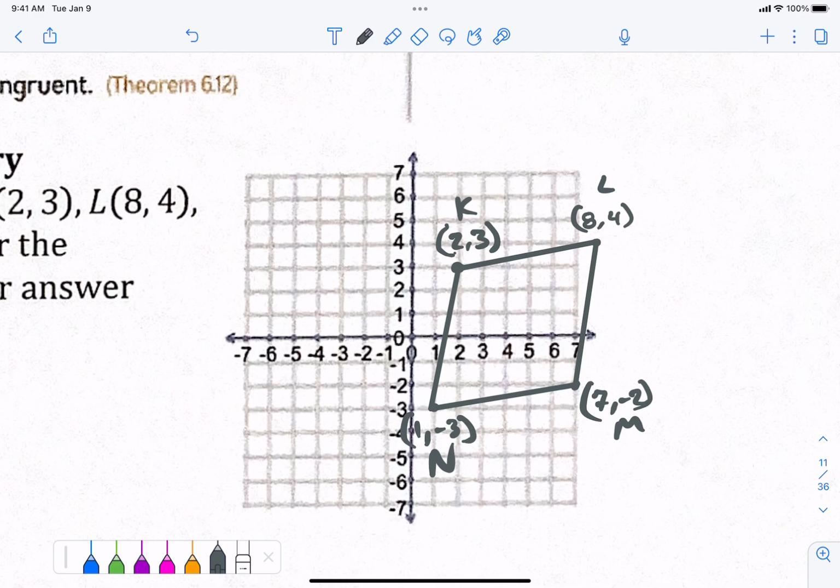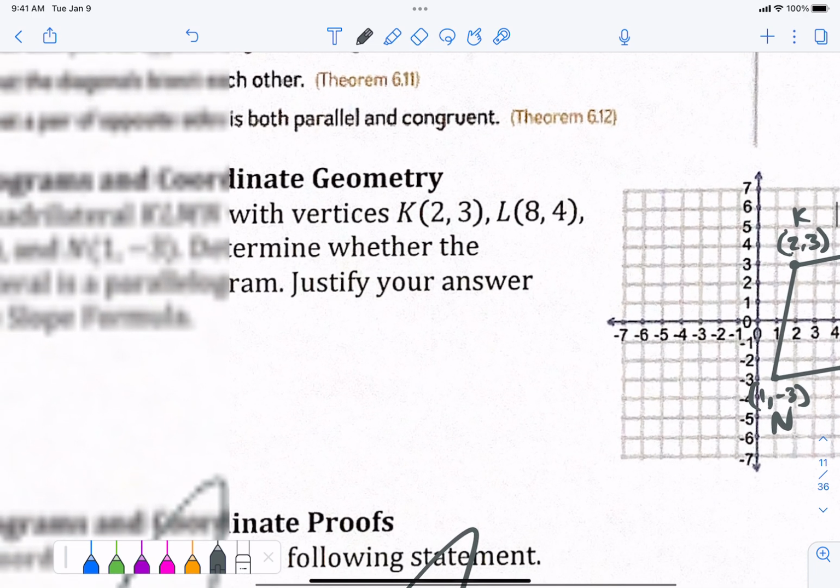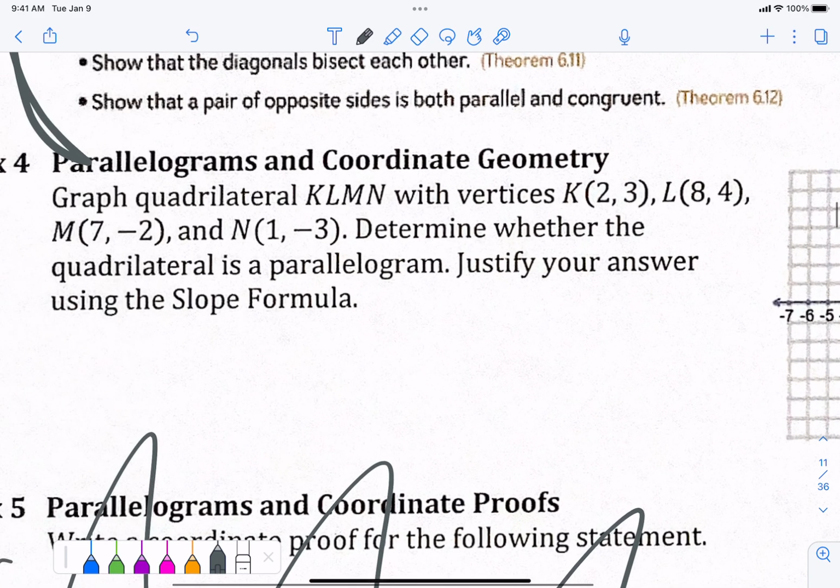There we go. That shape. It looks like it might be a parallelogram. I don't know for sure. I think it is. It has the same rise and run. That's what we're going to check now. Determine whether the quadrilateral is a parallelogram. Justify your answer using the slope formula.